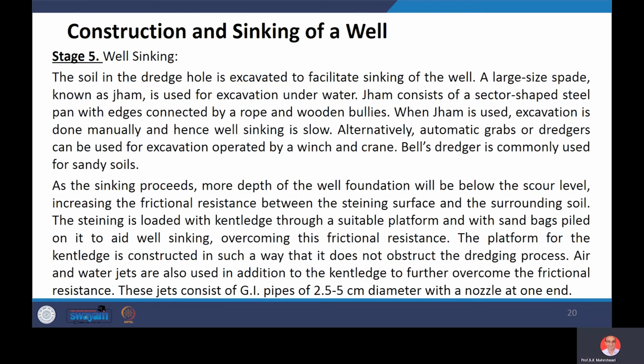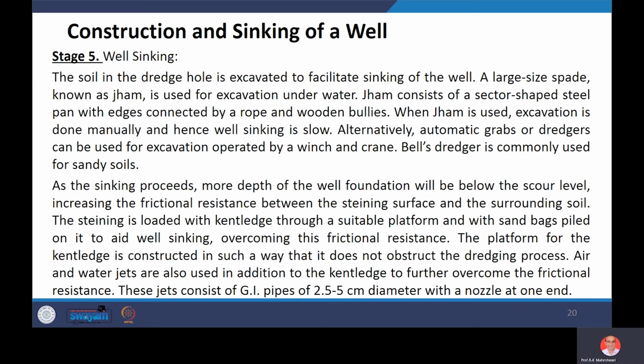Now the well sinking. The soil in the dredge hole is excavated to facilitate sinking of the well. A large size spade known as jham is used for excavation underwater, and this jham consists of a sector shaped steel pan with edges connected by rope and wooden guides. When jham is used, excavation is done manually, hence well sinking is slow. Alternatively, automatic grabs or dredgers can be used for excavation, operated by winch and crane. Many times what is called Bell's dredger is commonly used for sandy soils.